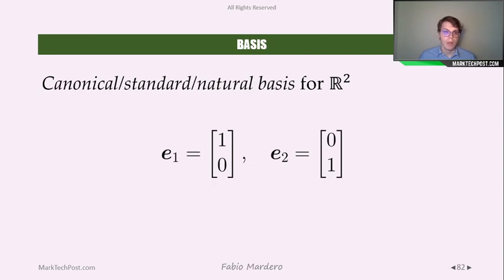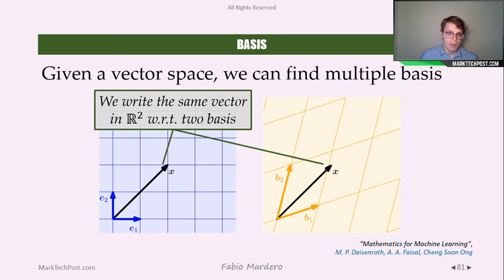For example, these two vectors that we already found as linearly independent are said to be the canonical, standard, and natural basis for R2, for the plane. Here, in the left picture, we are using, in fact, those two vectors as basis. But I repeat it once again, we can find on the plane or on whatever vector space multiple bases.